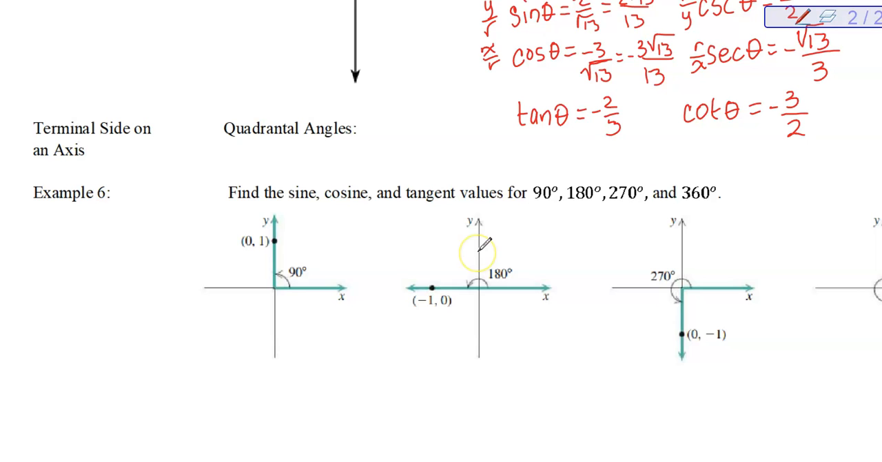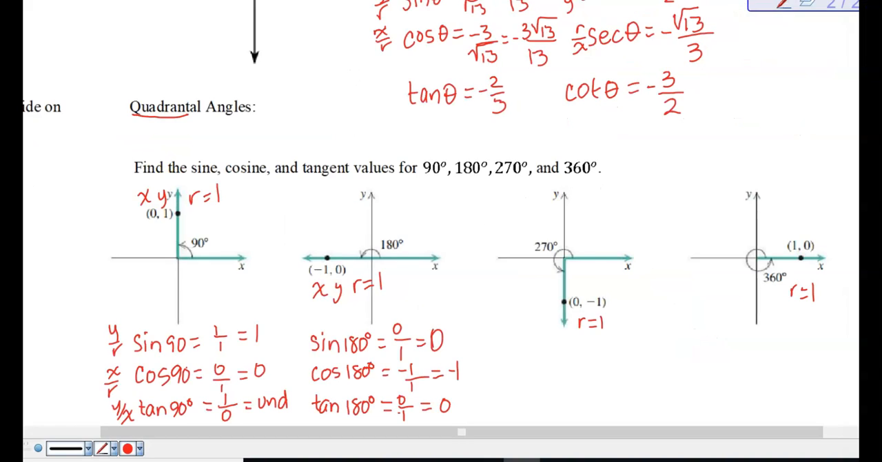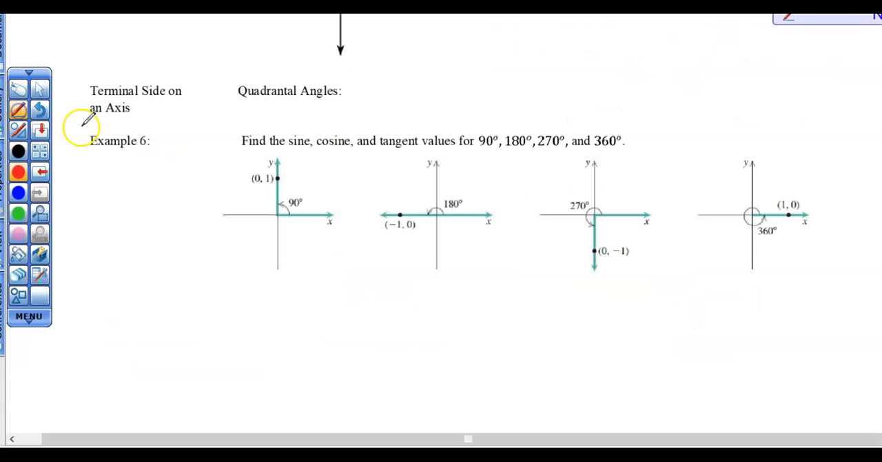Okay, so now we're going to go into this, when your terminal side is on an axis. Just give a breakdown. Okay, and so let's go back and talk about what a quadrantal angle is. A quadrantal angle is an angle in standard position whose terminal side lies on an axis.